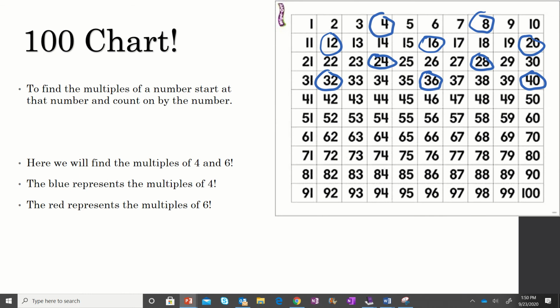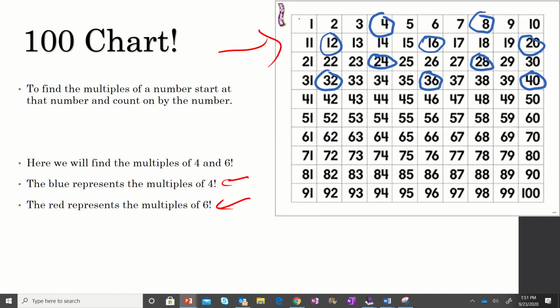Another way of doing it is a 100 chart. This is our lovely 100 chart. A 100 chart is basically something that goes from number 1 to 100. You start at that number and then count. Here I did 4 already for you in blue, counting by 4s. We are going to count by 6s now in the red, and we're going to go just a bit above 40.